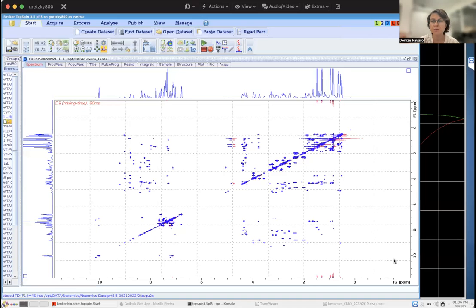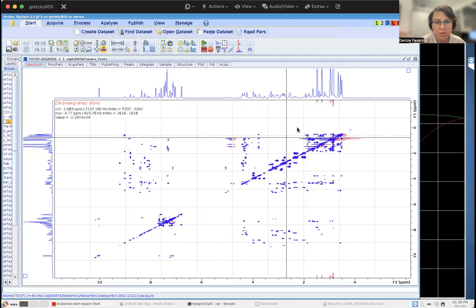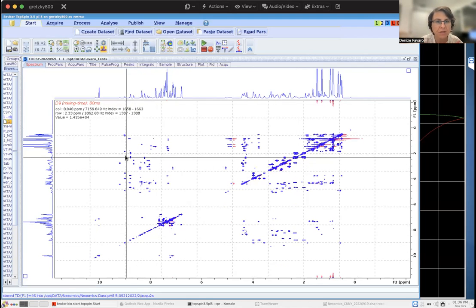So I share this, and I will share the top spin so we can see the parameters and a more real-life spectrum. This is the spectrum of a peptide, and it's a really good one. We have a lot of resolution.